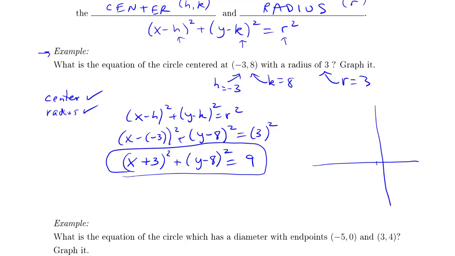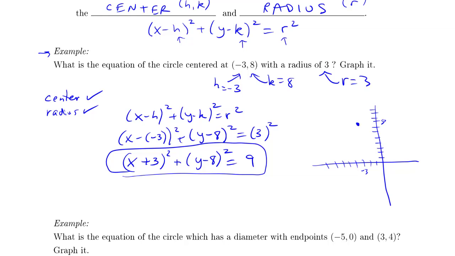Okay, so let's say -1, 2, 3, 4, 5, 6, 7, 8. Let's go 1, 2, 3, 4, 5, 6, 7, 8, 9, 10, 11. Okay. So what they're telling me is that the center is -3, 8. All right, so there's -3, and 1, 2, 3, 4, 5, 6, 7, 8. There's 8. So there's where the center would be.